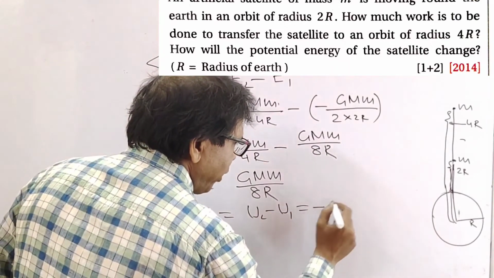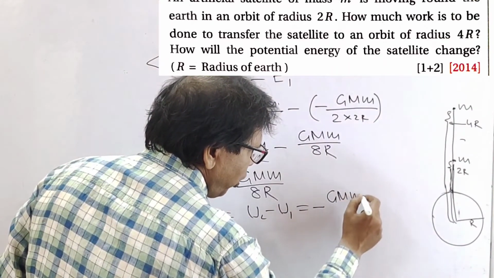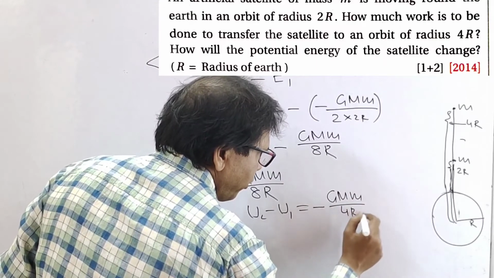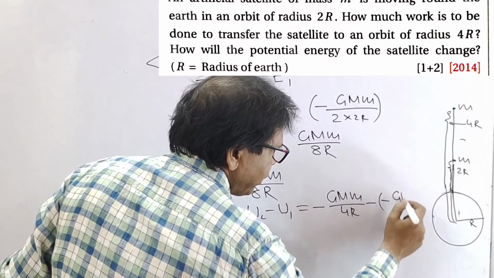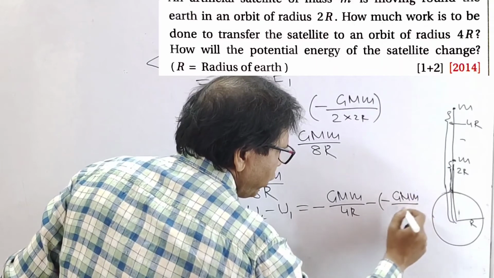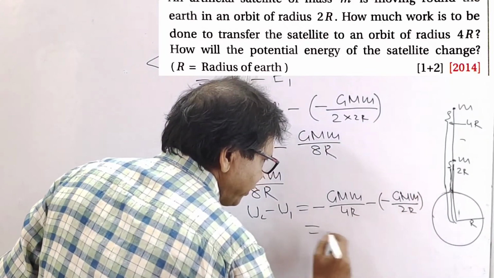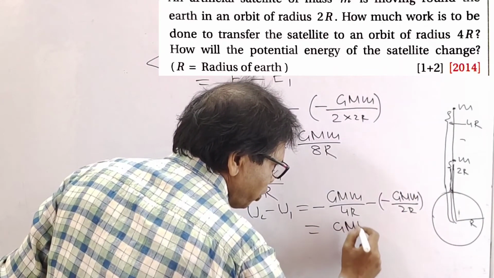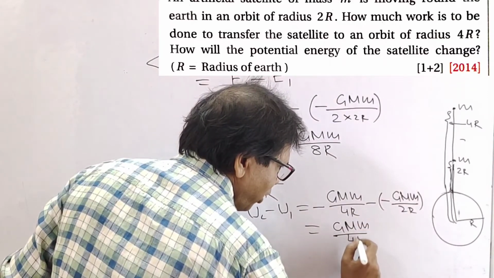So this is minus GMm divided by 4r, minus, minus GMm divided by 2r. So this is GMm divided by 4r.